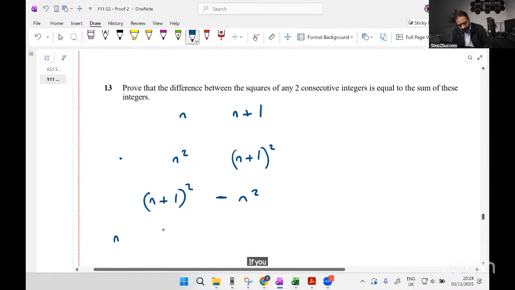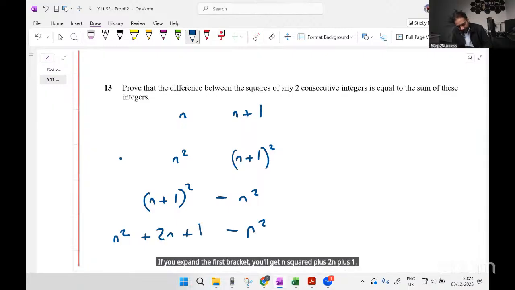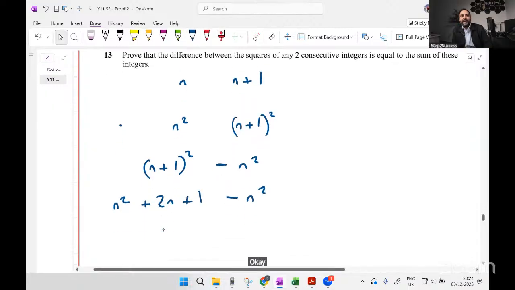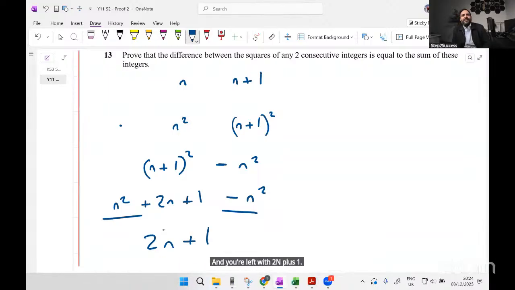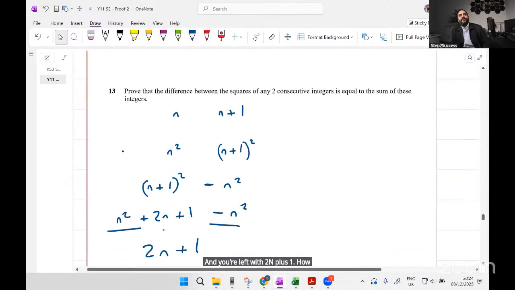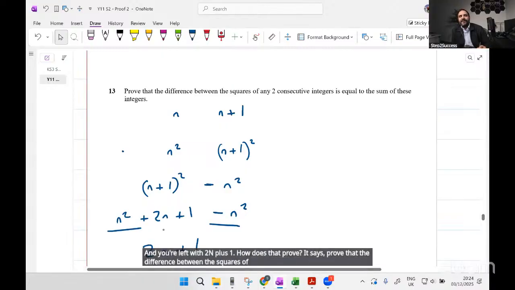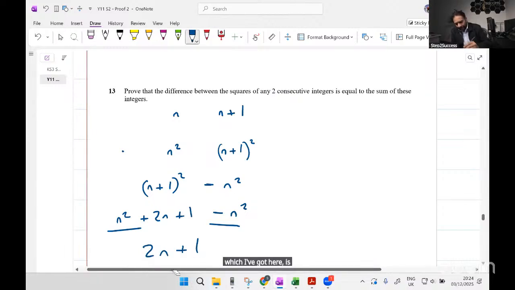If you expand the first bracket, you'll get n squared plus 2n plus 1. And that minus n squared is still there. The n squareds disappear, because n squared take away n squared is 0. And you're left with 2n plus 1. How does that prove it? It says prove that the difference between the squares of any two consecutive integers, which I've got here, is equal to the sum of these two integers.